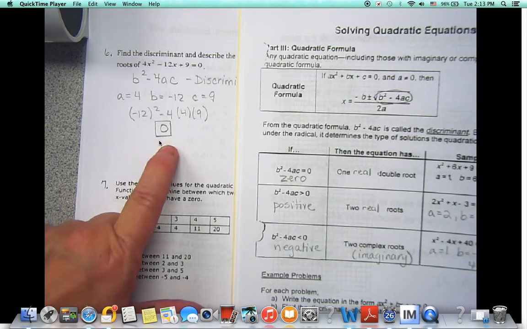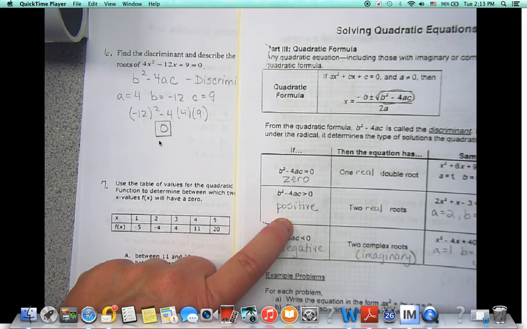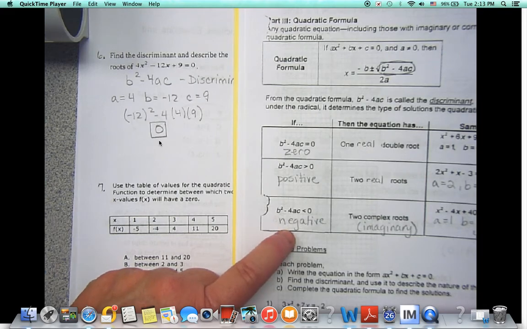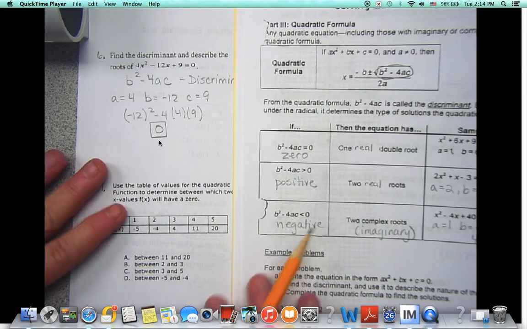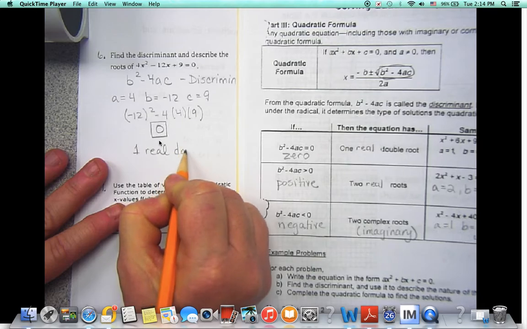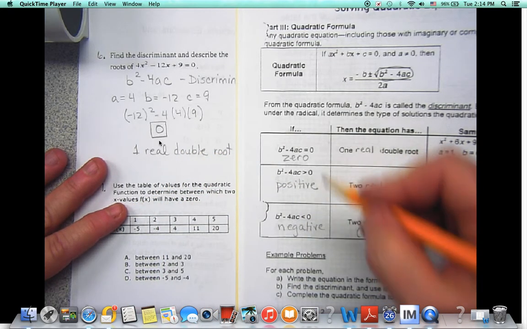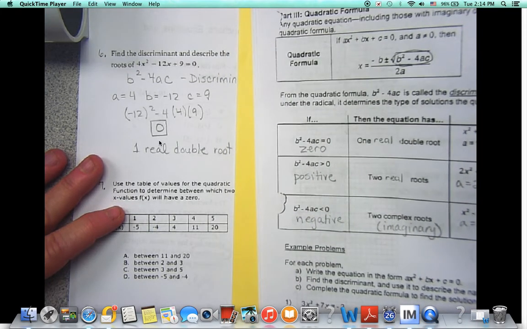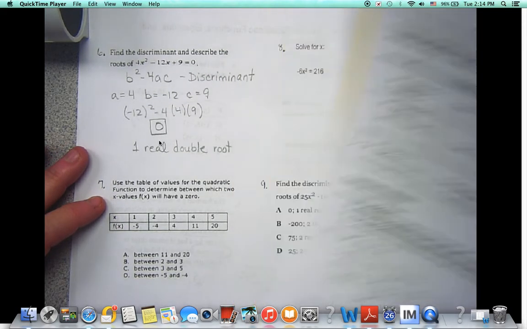0. What if the discriminant had been a positive number like 12? You would have 2 real roots. And if it's a negative number like negative 144, 2 complex roots, or 2 imaginary, either way. So we're going to put 1 real double root. You're going to have to know this. If you want to take this home and study, you can. Make sure you know what a 0 discriminant is, what a positive discriminant is, and what a negative discriminant is.